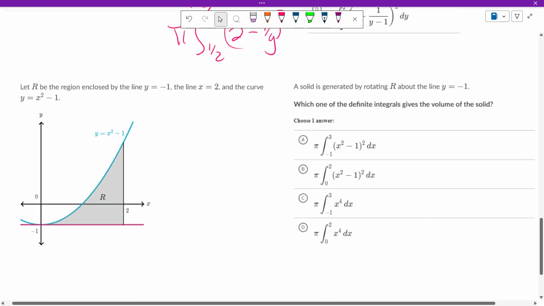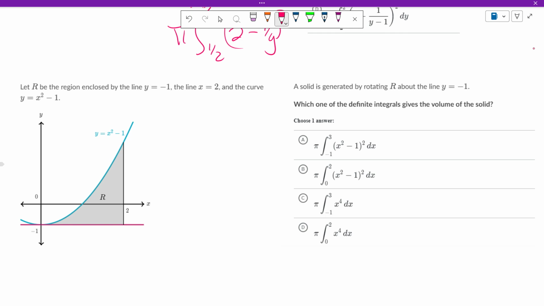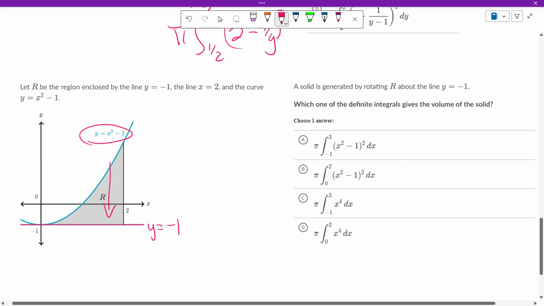This one. We're going to wrap it around the line y equals -1. So since we're wrapping around a horizontal line, this is already what we need it to be. And we're going this direction. We go top to bottom. We go right to left and top to bottom.